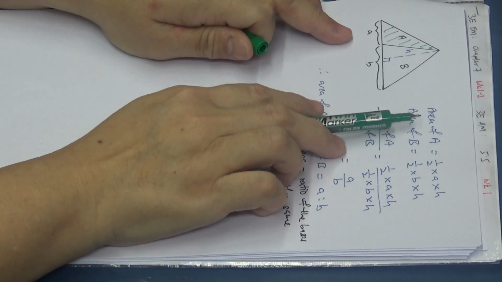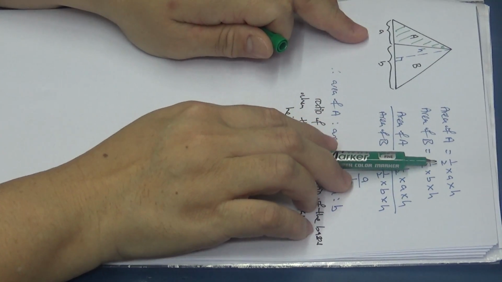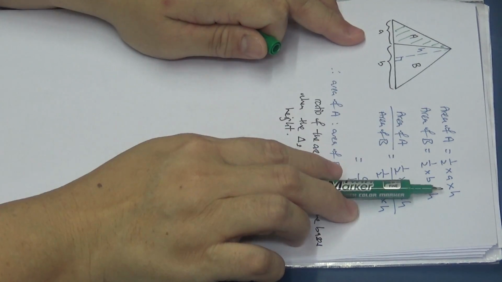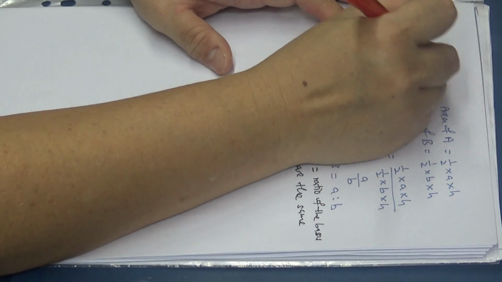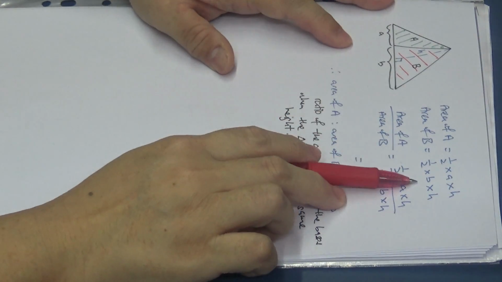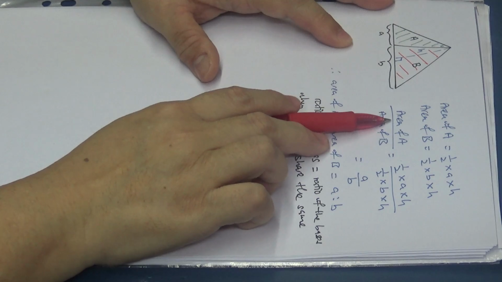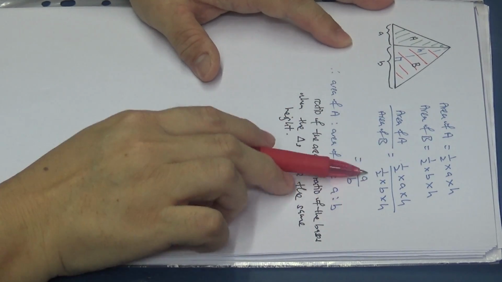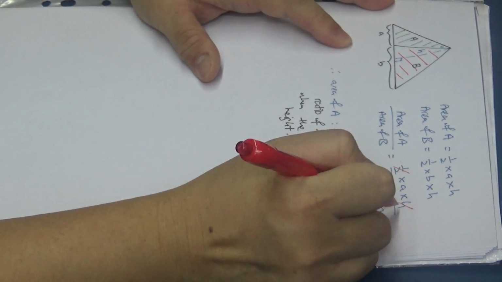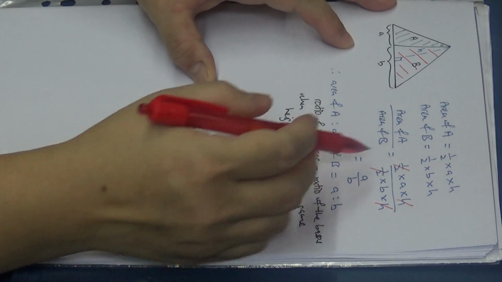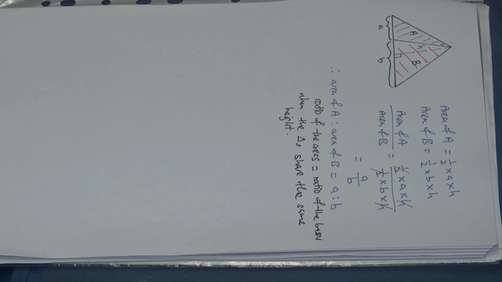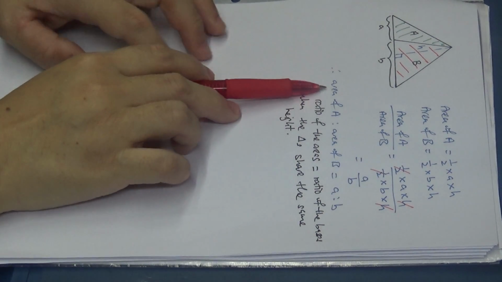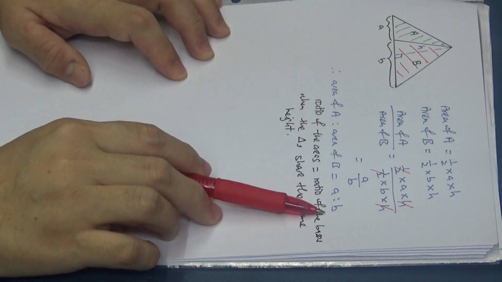Now, do you agree that the area of triangle A is half times A times H? And the area of triangle B, which is the red one here, is half times B times H. So the area of A over the area of B is this. You can see that I can cancel the half and the H away, and the ratio of the area of A to the area of B is actually A over B. So area of A is to area of B as A is to B.